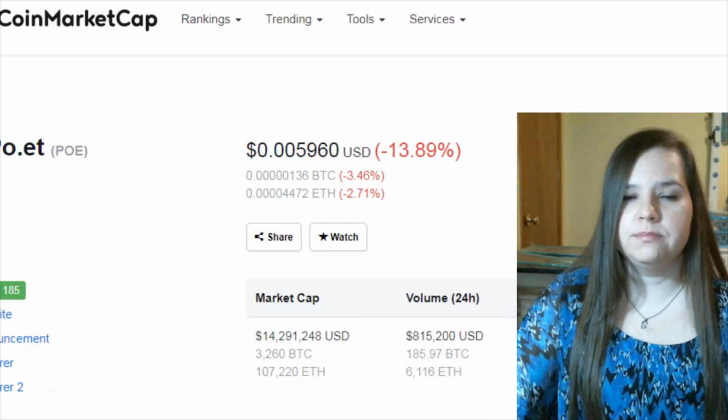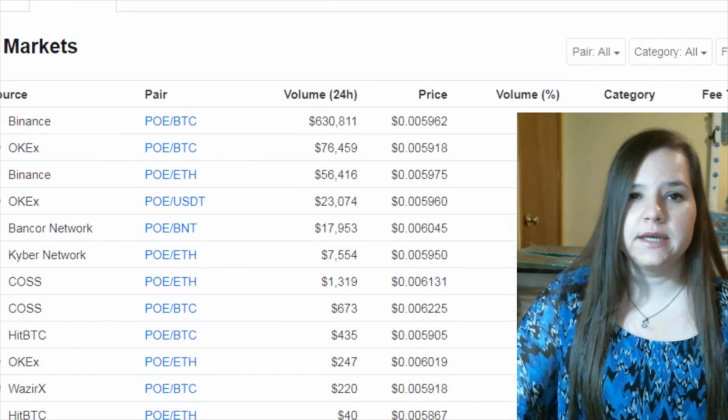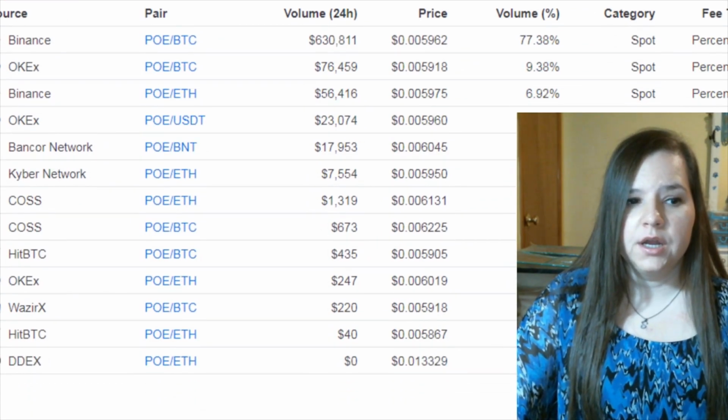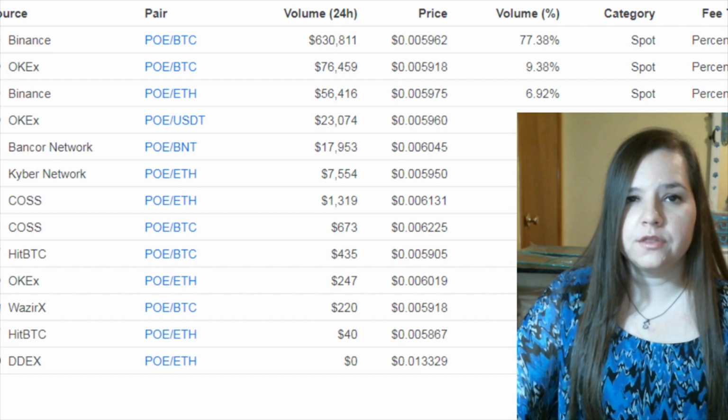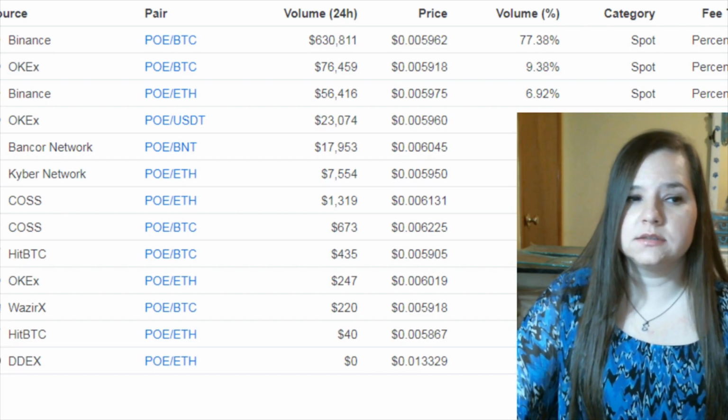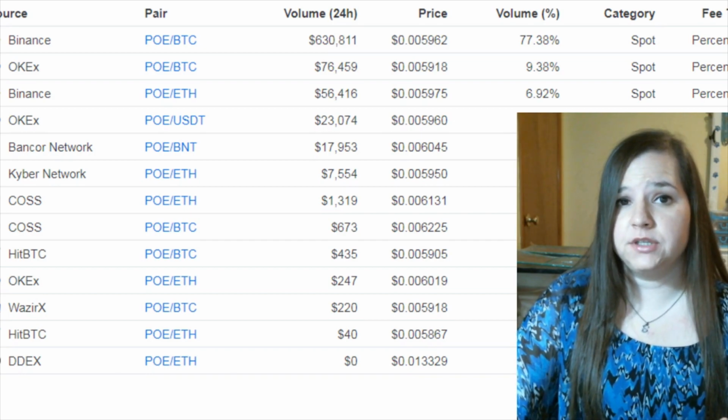So where can you buy Po.et? You can get it on Binance, Bancor Network, Kyber Network, HitBTC, and a couple other ones that I'm not familiar with, so I would definitely recommend Binance, as that is the best exchange in my opinion to use.